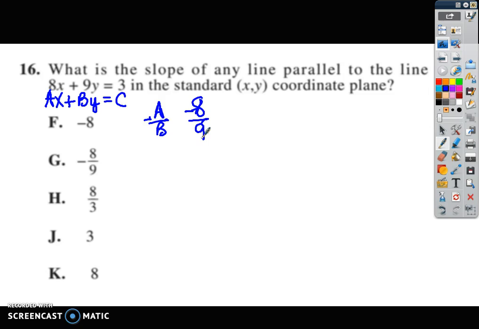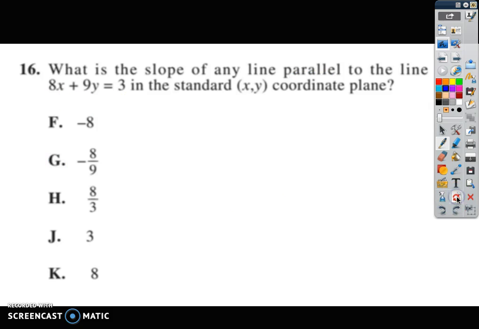But if I know the slope of the line they give me is negative 8/9, if I want the slope of the parallel line, parallel lines have the same slope. But think about it, if you want them to go the same direction, they have to be sloped exactly the same amount. So the answer will be negative 8/9.